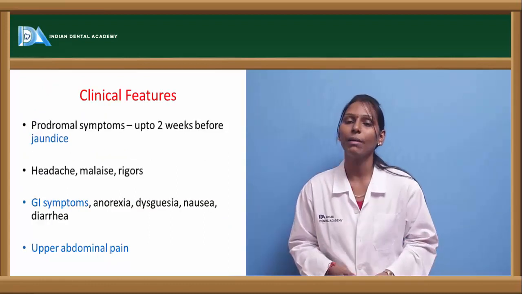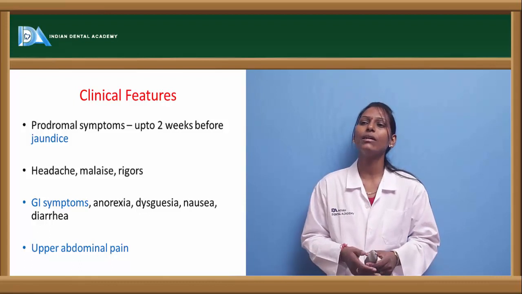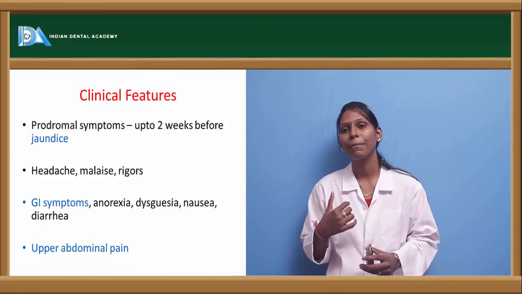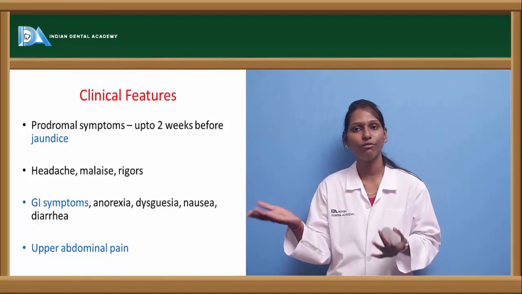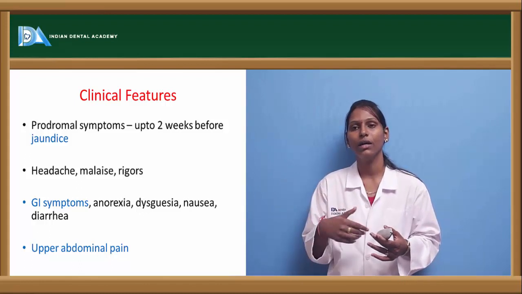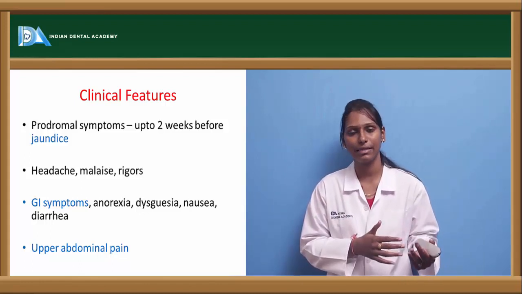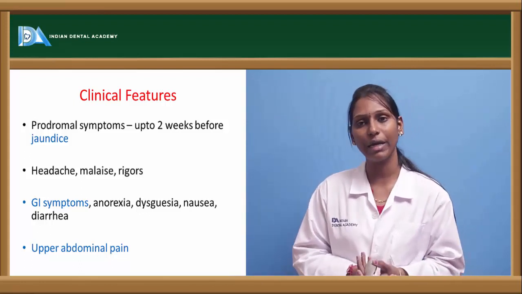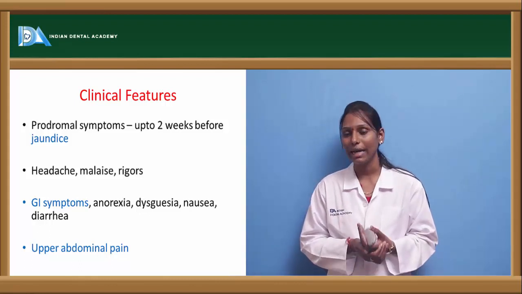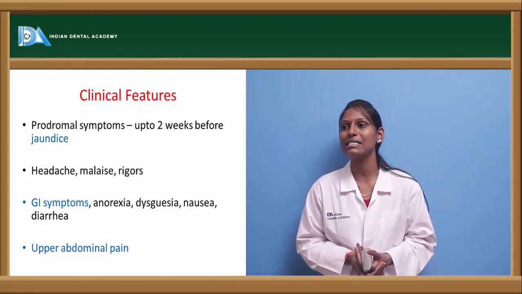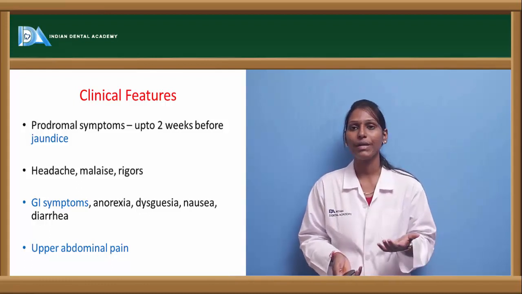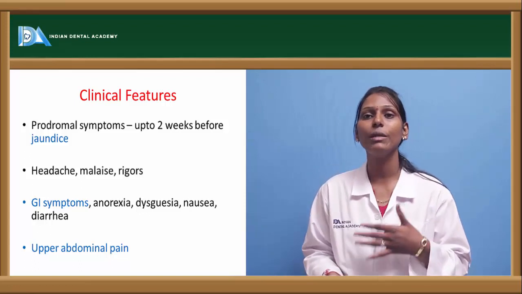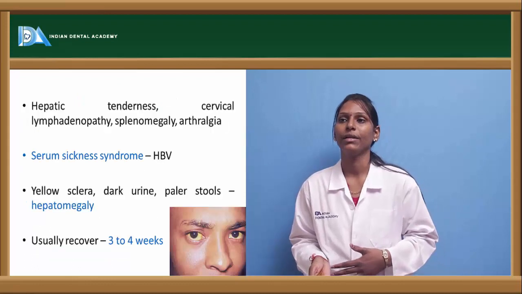Coming to the clinical features of hepatitis, usually there will be prodromal symptoms which include fever, malaise, nausea, and myalgia, seen before jaundice has manifested. Next, the patient will also have rigors. Various GI symptoms can be seen, including anorexia, dysgeusia, that is bad taste, nausea and vomiting, and diarrhea. Another pathognomonic feature is upper abdominal pain and discomfort.